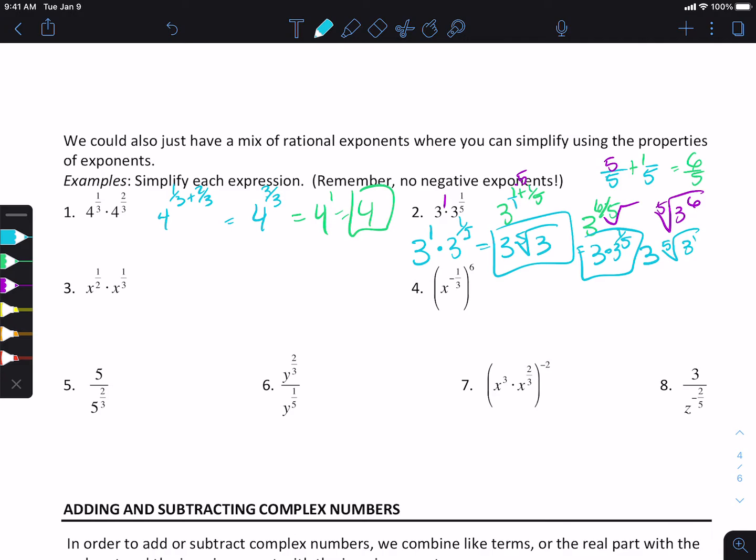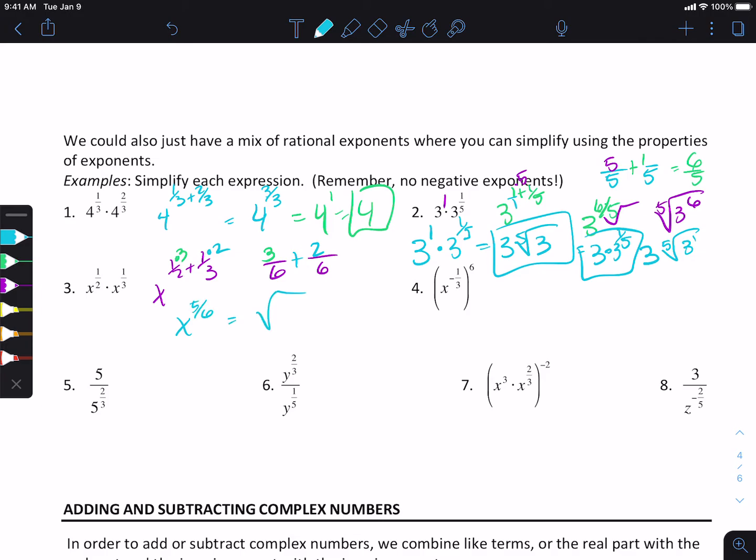So if we look at the next one, we're multiplying with our bases, so we're going to add our exponents. So we have 1/2 plus 1/3. To get a common denominator between 2 and 3, our common denominator is 6. To go from 2 to 6, we need to multiply by 3. So 1 times 3 is 3. To go from 3 to 6, we need to multiply by 2, so I'm going to multiply the top by 2, so 1 times 2 is 2. So we get x to the 5/6.